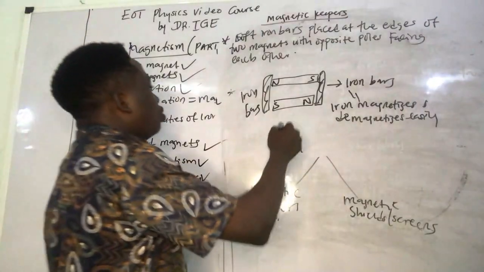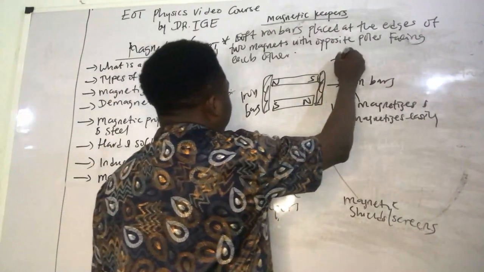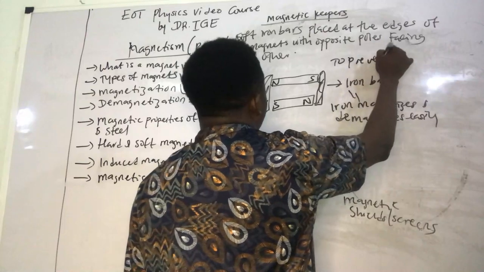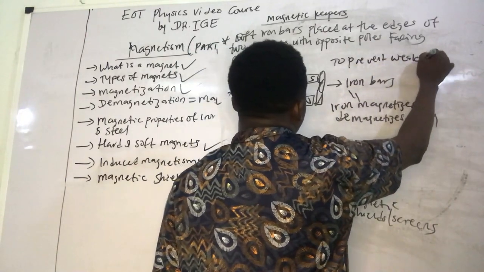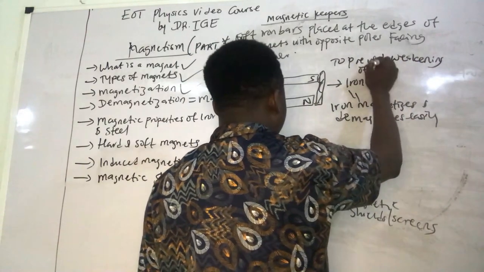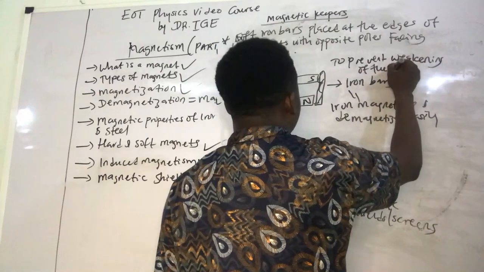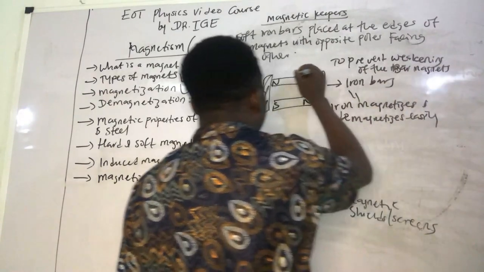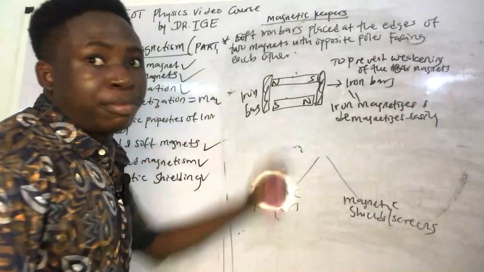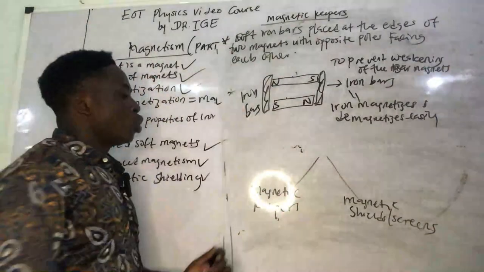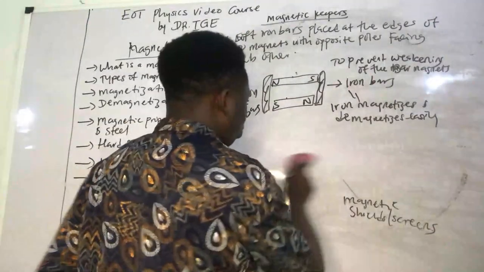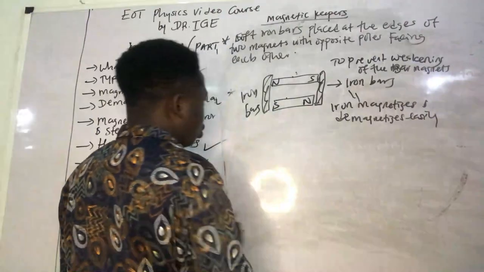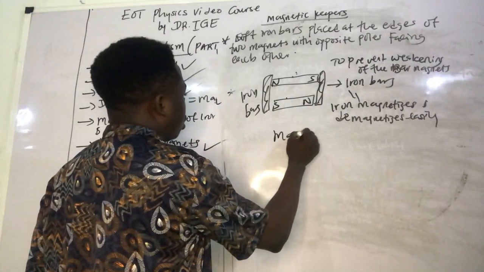And the reason why we do this shielding is to prevent weakening of the bar magnets. We are preventing weakening of what? These bar magnets. That's why we are shielding them. That's why we are using magnetic keepers. So please, let's go to the next one, which is the last thing we'll do for now before we take questions. Magnetic sheets.